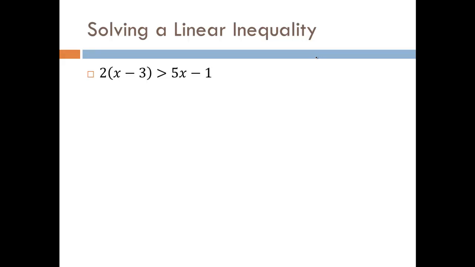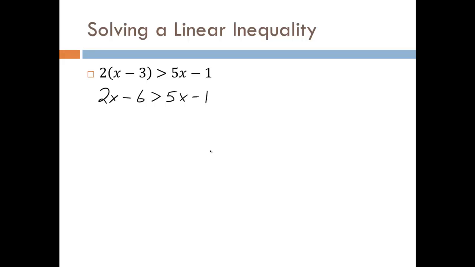So in this case, our first step needs to be simplifying the left side. So let's distribute the 2 through the parentheses. That will give us 2x minus 6 is greater than 5x minus 1. Now that we've simplified both sides, we need to move all the x terms to one side of the inequality, and any term that doesn't have an x, we need to move to the other side. Now, I typically just like to have the x's on the left, but it doesn't really matter.